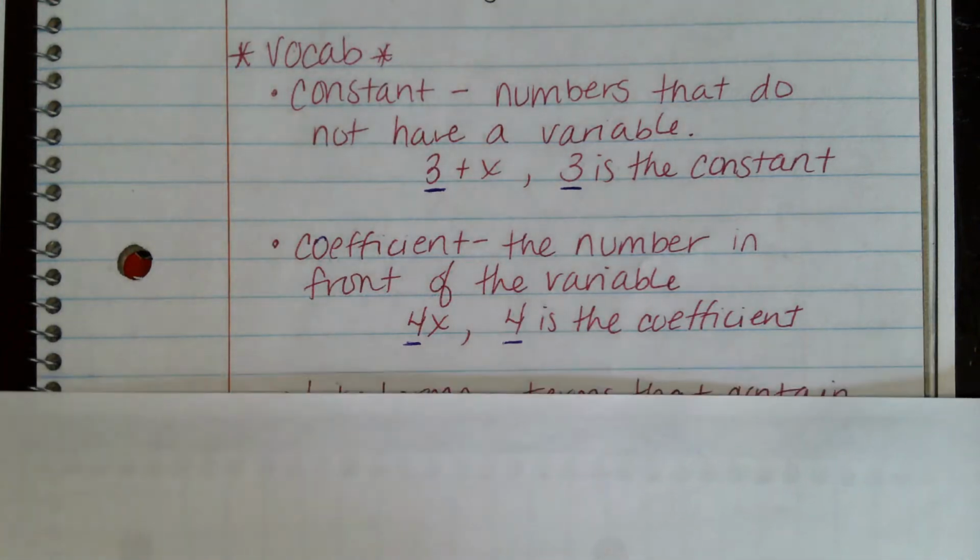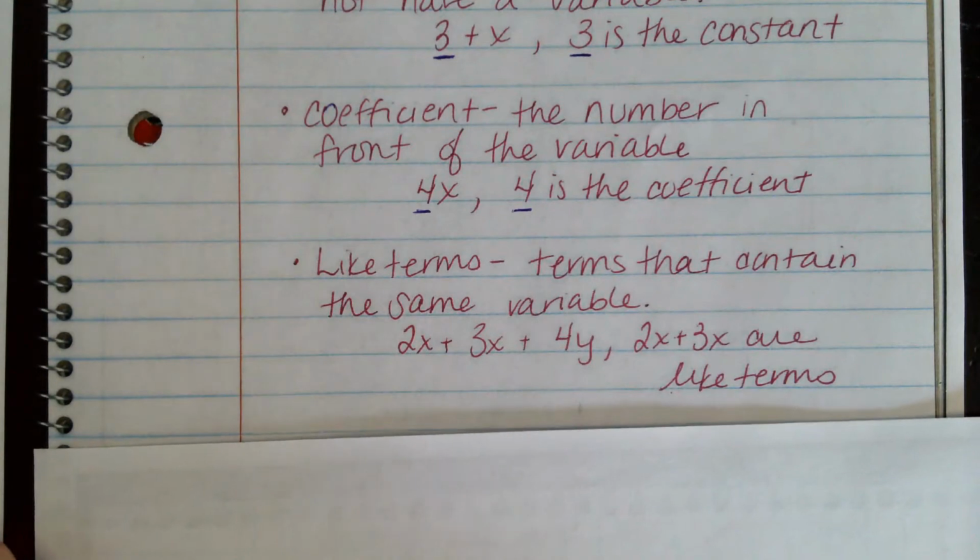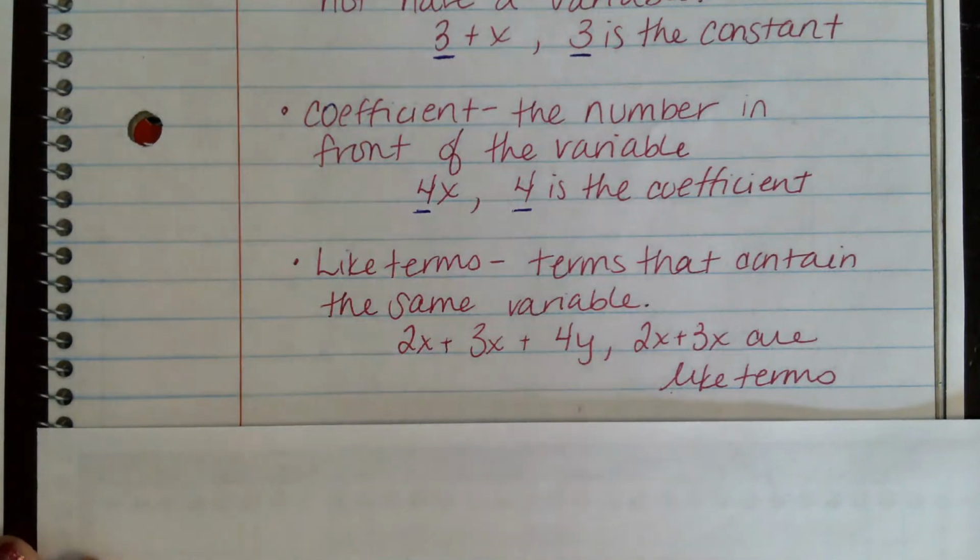Okay. Now our second to last vocab term is like terms. L-I-K-E T-E-R-M-S. Like terms are terms that contain the same variable. So if we have the expression 2x plus 3x plus 4y, the x's are my like terms because they both have an x with them.